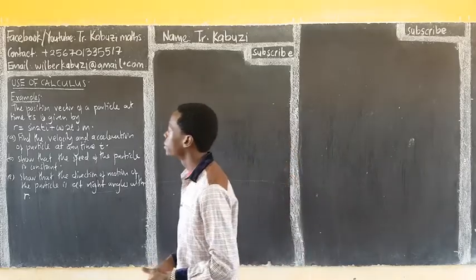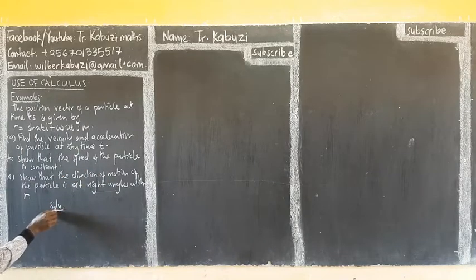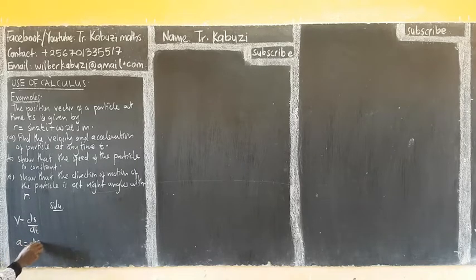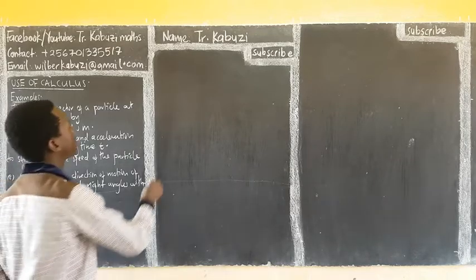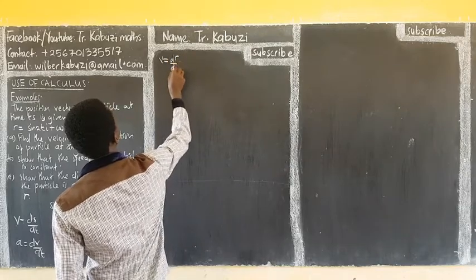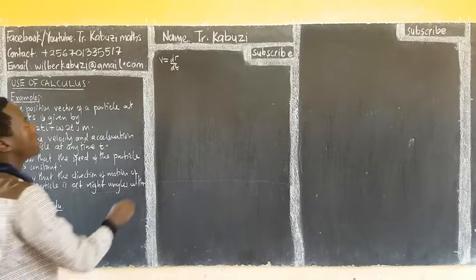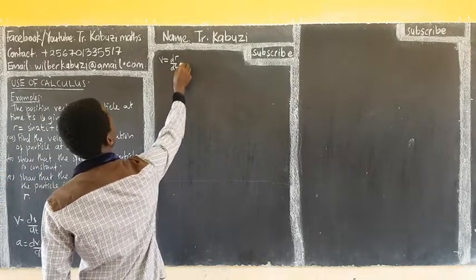So in simple terms, we start with part A. We know that velocity is the derivative of the displacement, and then our acceleration is the derivative of the velocity. As simple as that. So to get the velocity, v is now going to be dr/dt, because they are giving us it in terms of r.